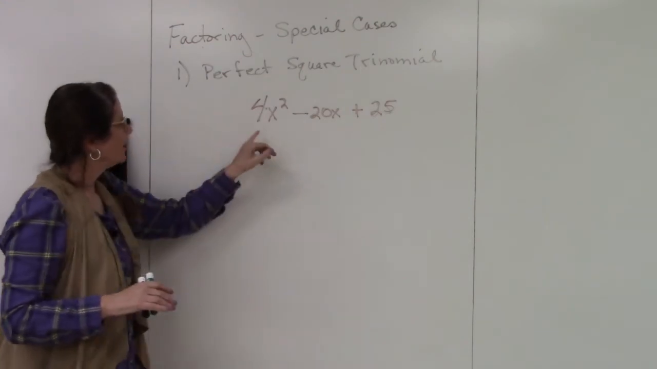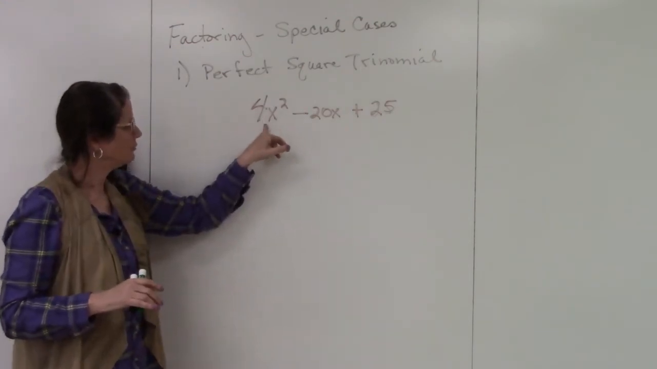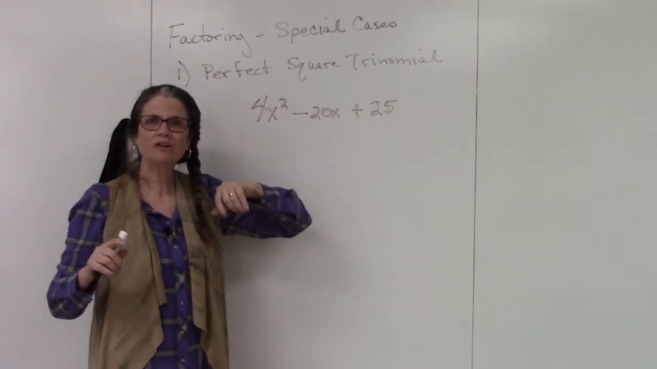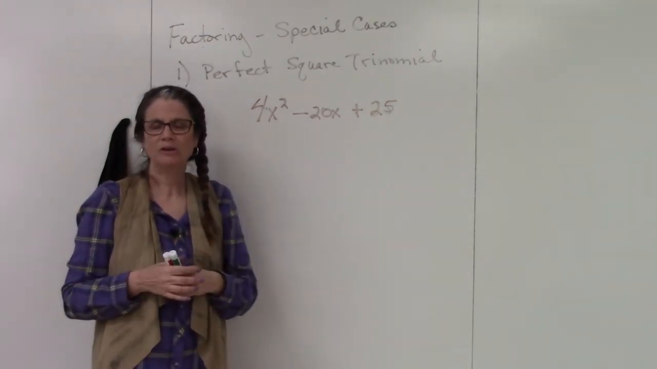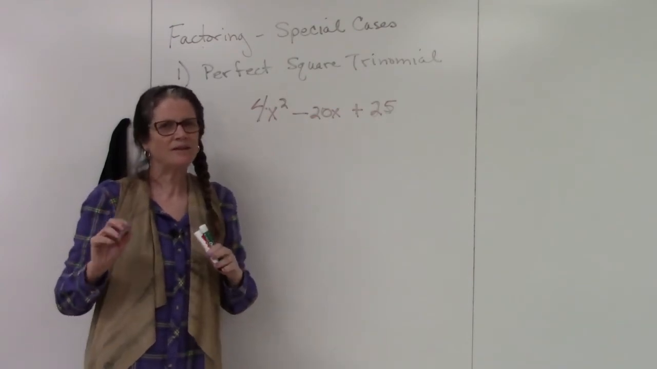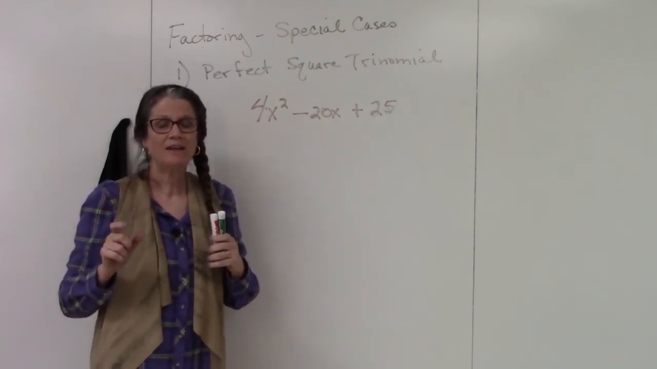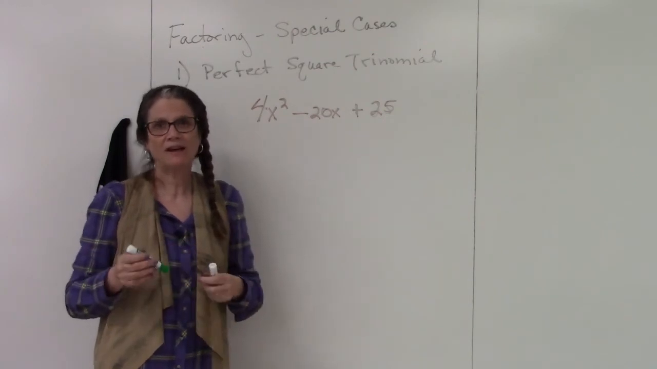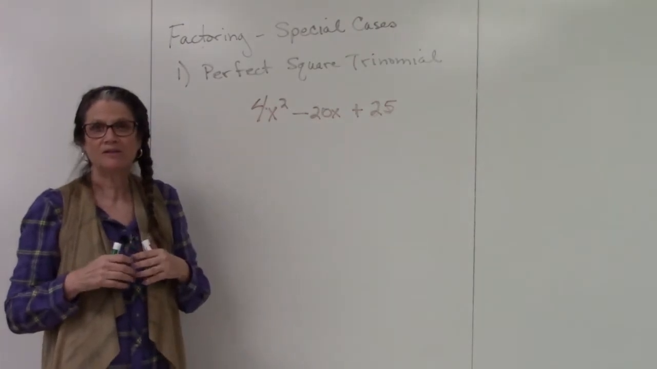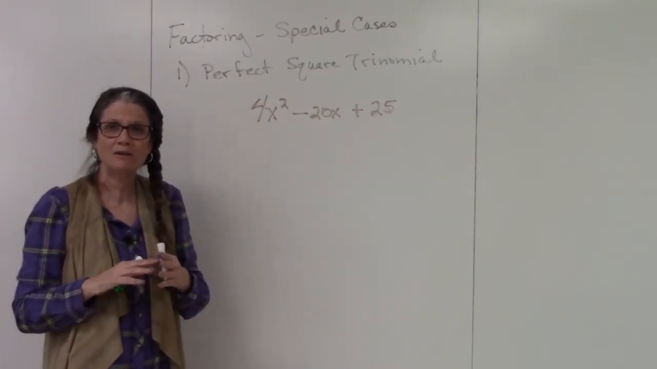If you can identify that the first term and the last term are perfect squares, then there's a very good chance that we have a perfect square trinomial. These are the best to know how to do. It takes a little bit to identify them, but once you see, they're much easier to factor than using, for instance, the AC method. We want to avoid the AC method if we can.